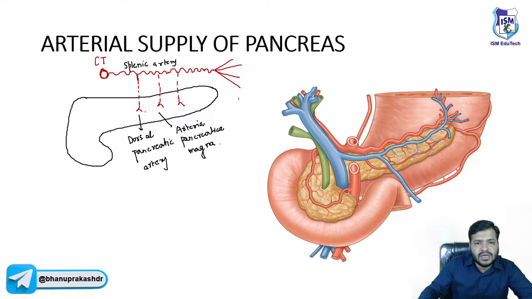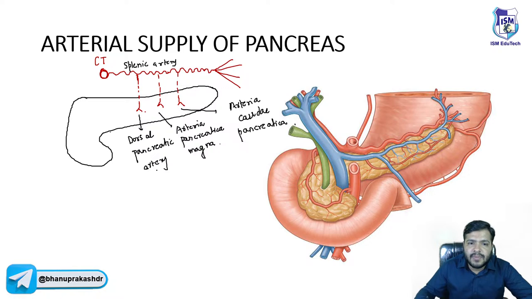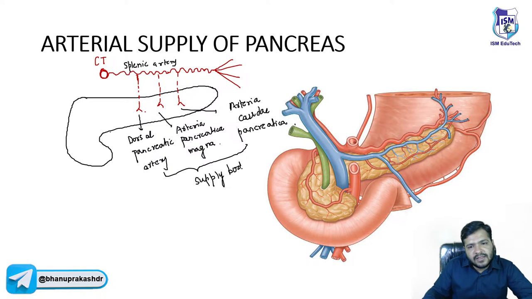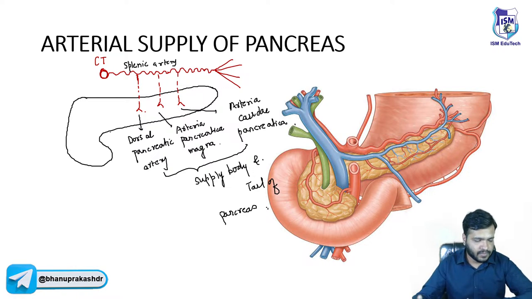It will be the largest branch. And one towards the tail end, beta, is called the arteria caudae pancreatica. What does caudae mean? Tail. Arteria caudae pancreatica. So remember, beta, these three arteries basically supply the body, and the last one supplies the tail of the pancreas. They supply the body and the tail of the pancreas.